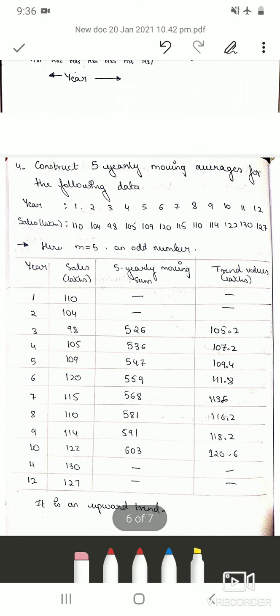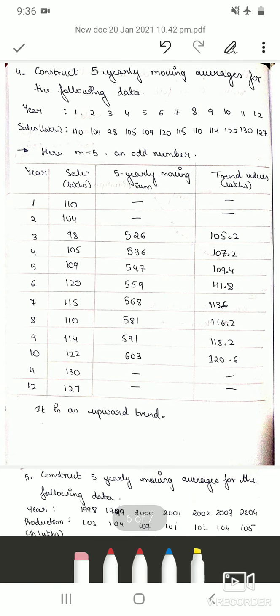Now in today's class, let us see how to construct 5 yearly moving averages. The question is: construct 5 yearly moving averages for the following data, where the data is the year and the number of sales in lakhs. For the first year the sales is rupees 110 lakhs, for the second year 104 lakhs, for the third 98, and the years go up to 12, where the sales are 127 lakhs.